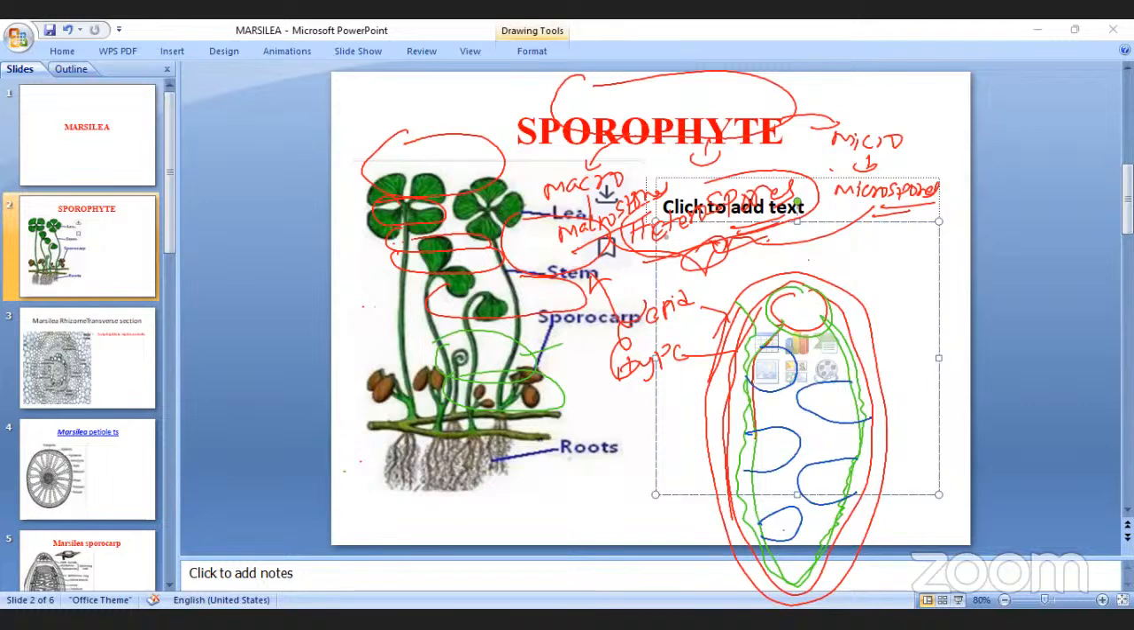Blue color sorus, let's write sorus. In the sorus, it is protected by the indusium layer. Let's take red color, sorus indusium. Protected by the indusium layer. This is the indusium, the red color layer.